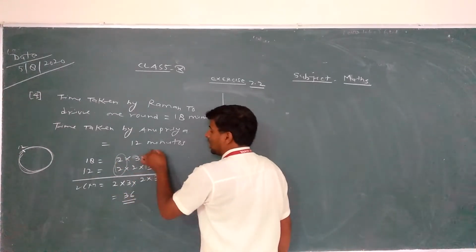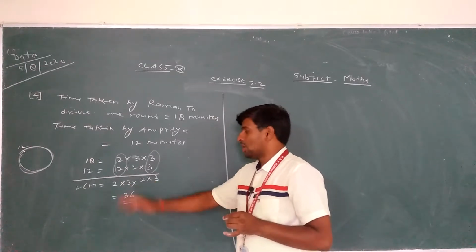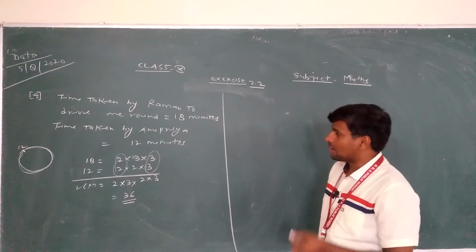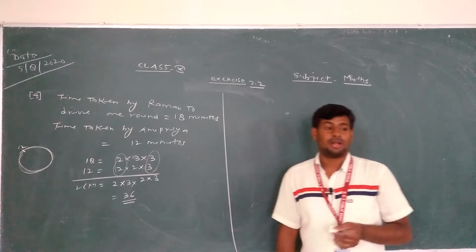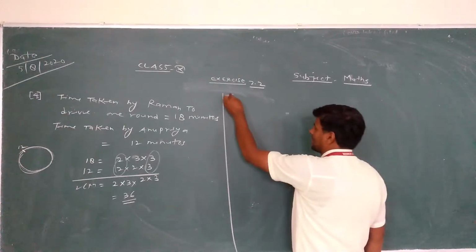This is common, this is common, and these two factors remain. So the LCM of these two numbers is 36. It means Raman and Anupriya can both meet after 36 minutes. Is that clear? So question number 4 is done.